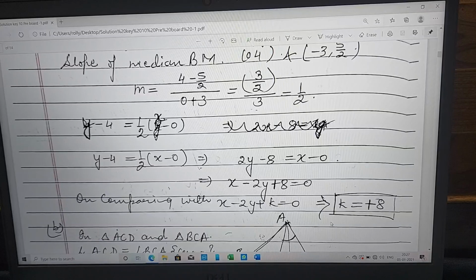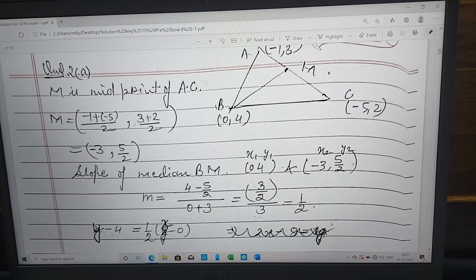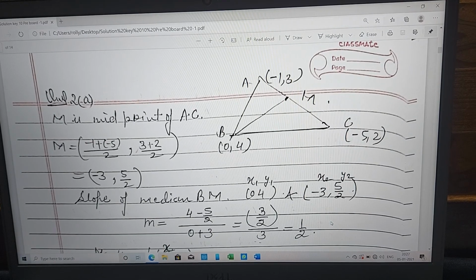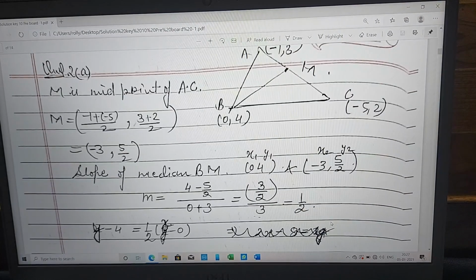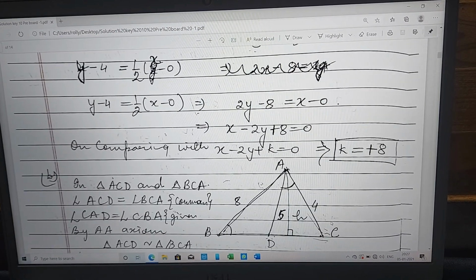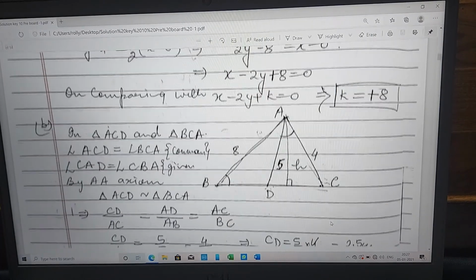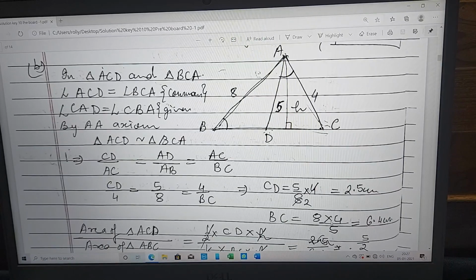But it can be done very easily, because the equation of BM passes through point B. Okay, point B is 0 comma 4. So you can substitute x as 0 and y as 4 in the equation x minus 2y plus k. If you put that, you can directly get the value of k from here, that is 8. Clear? Moving on to the next question.